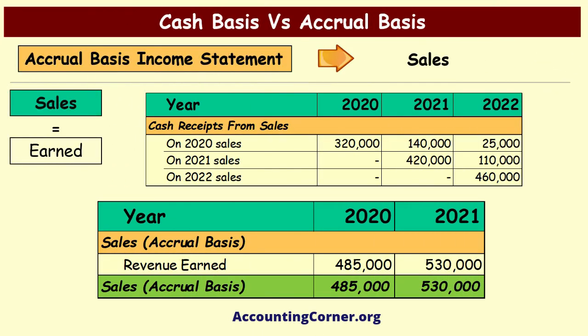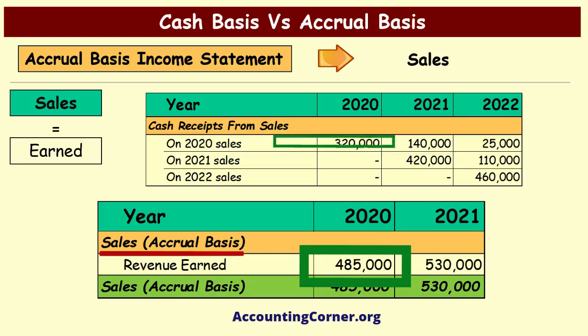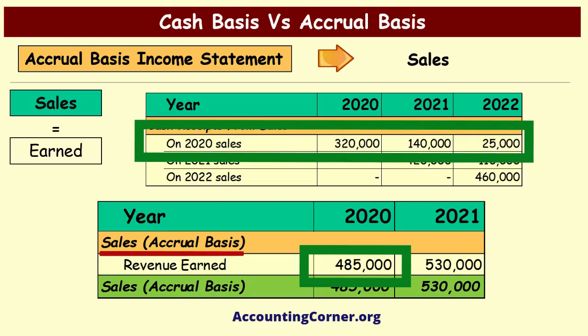Here we can see how sales are recognized under the accrual basis. Instead of focusing on when cash is received, we look at when revenue is earned. In 2020, the company earned a total of $485,000. This amount includes all sales related to the year 2020 from the cash inflows table. Cash receipt moment does not matter here.